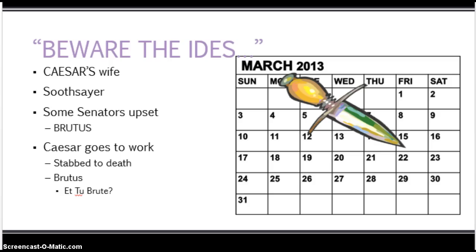As he lays there dying, he looks up at his best friend, Brutus, and says, "Et tu, Brute?" Like, you too, Brutus? How could you do this to me? You're supposed to be my best friend, and you just stabbed me in the back. Which is where the modern day phrase stabbed in the back comes from.